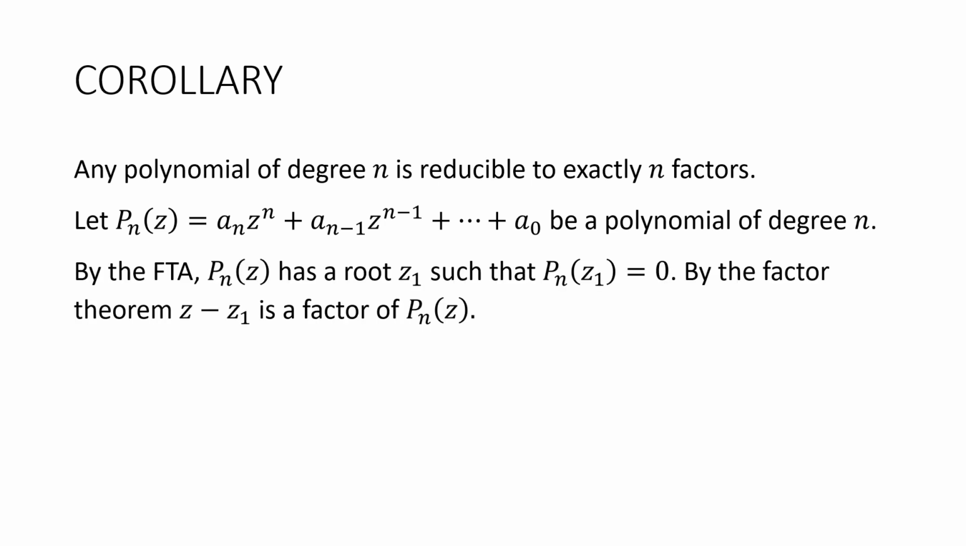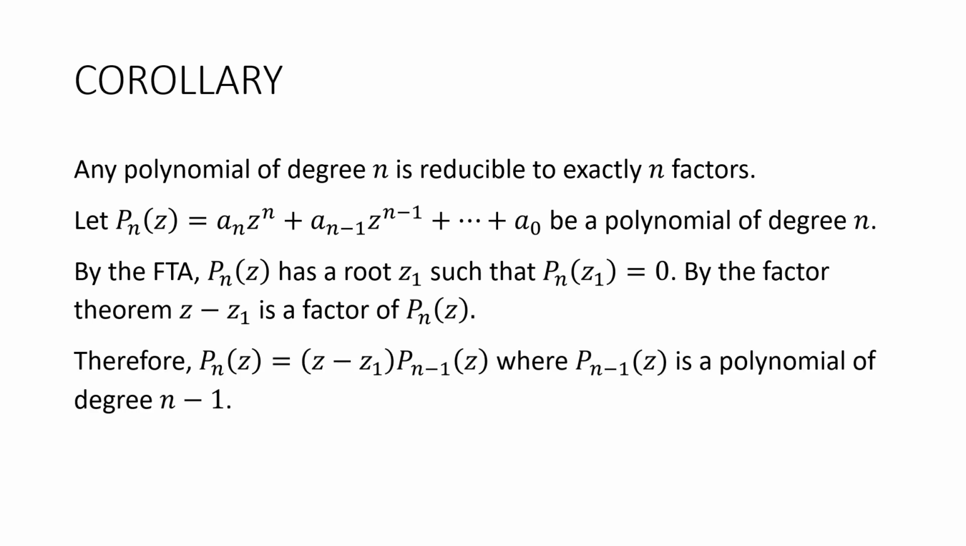Now, by the fundamental theorem of algebra, P_n(z) has a root z_1 such that P_n(z_1) is equal to 0. And by the factor theorem, z minus z_1 is a factor of P_n(z). And that means we can write P_n(z) like this. We've got z minus z_1 in brackets multiplied by a new polynomial of degree n minus 1.